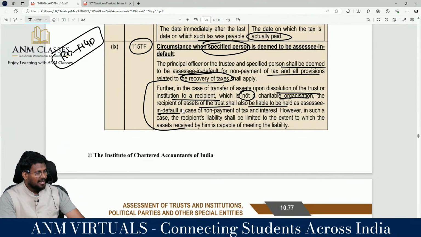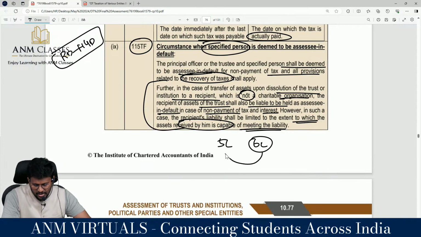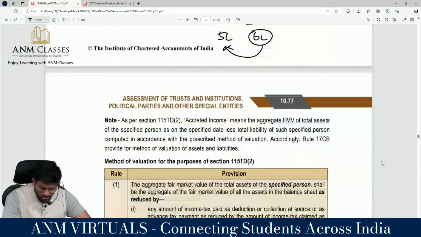Now, if I close the trust and transfer my asset to someone who is not a trust, the recipient will also be treated as assessee in default in case of non-payment of tax and interest. However, in such a case, the recipient's liability shall be limited to the extent to which the asset received by him is capable of discharging the liability. For example, if assets worth 5 lakh rupees have come and 6 lakh rupees of exit tax is due, he needs to pay tax only up to 5 lakh rupees, not more than that.